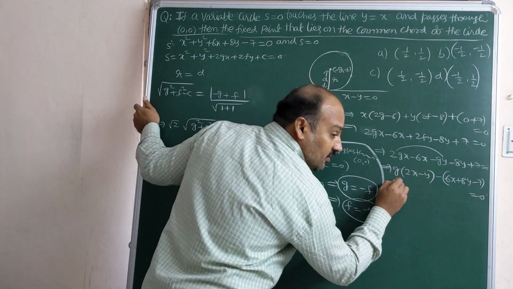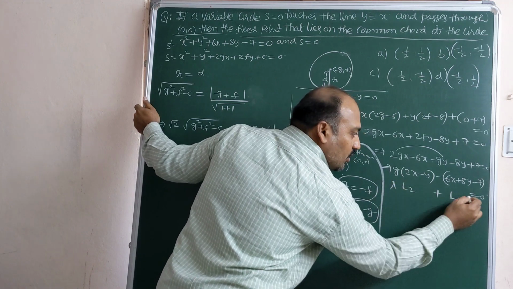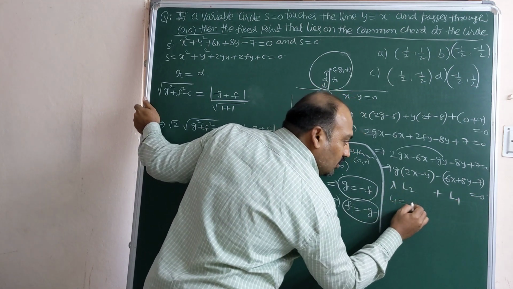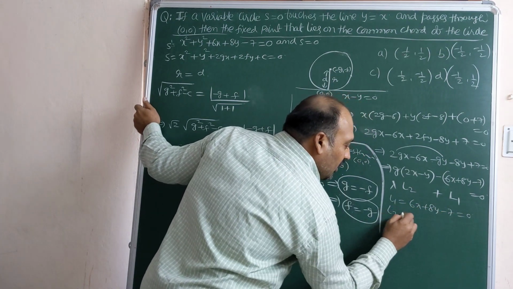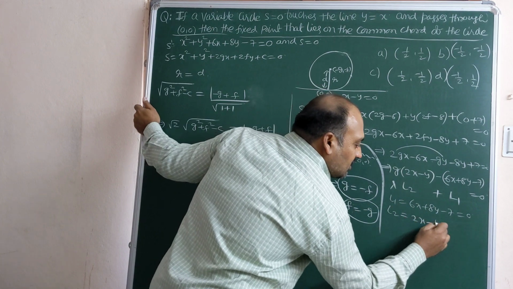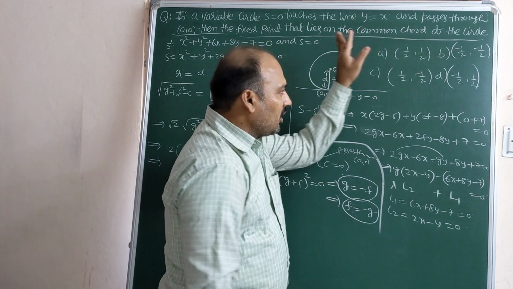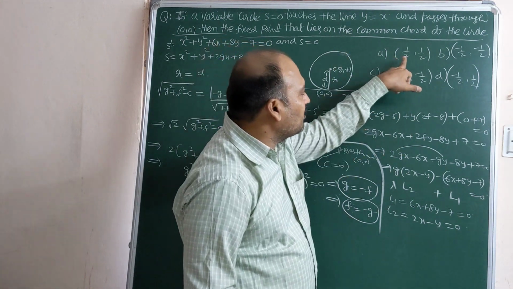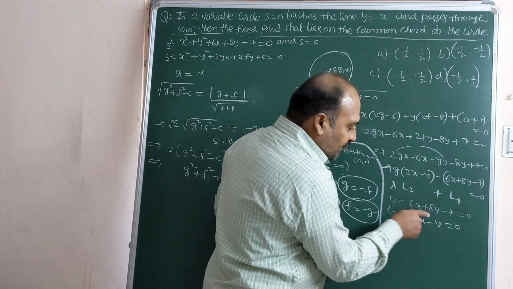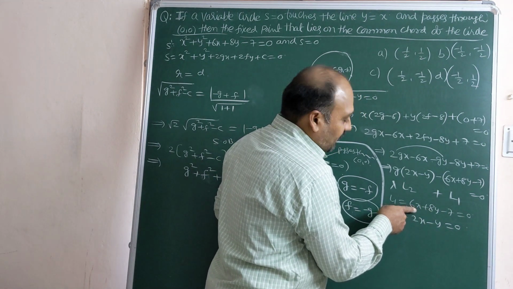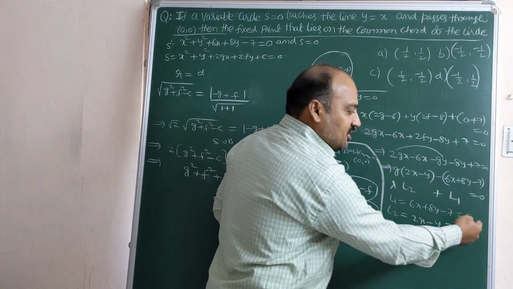It is in the form of L1 plus lambda L2 equal to 0. So the lines are L1 equal to 6x plus 8y minus 7 equal to 0, L2 equal to 2x minus y equal to 0. Solving these equations, according to the options we will verify, dear students. First option we will take x value 1 by 2 and y value 1 by 2. Here 1 by 2, 1 by 2. 6 by 2, 3, 8 by 2, 4. 3 plus 4, 7, 7 minus 7, 0.